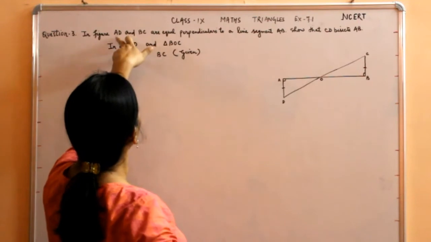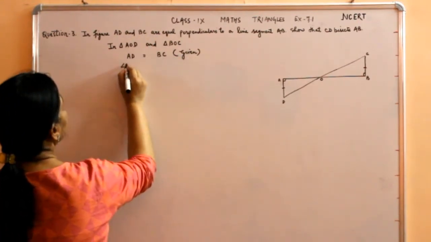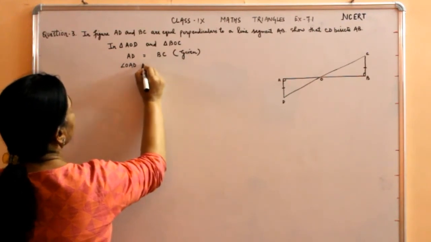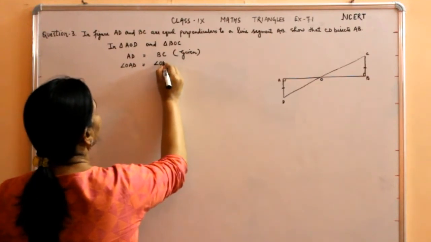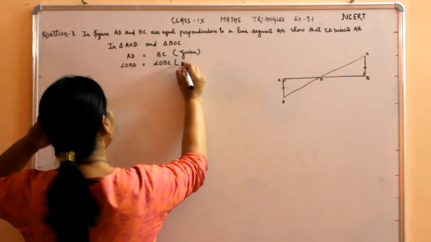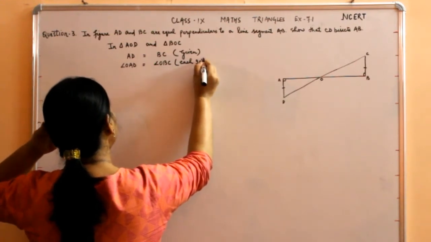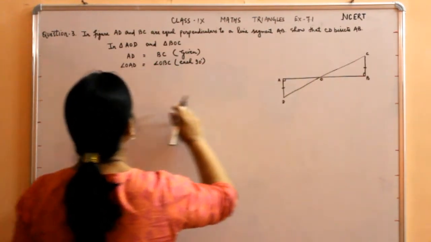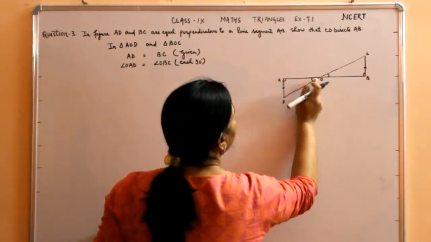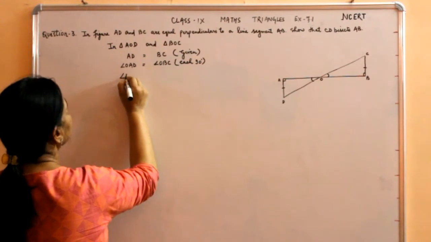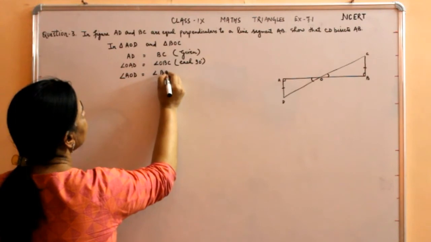It is given that AD and BC are equal. Angle OAD is equal to angle OBC. This is also given, each 90 degrees, because these two are perpendicular lines. And students, this angle is equal to this angle. Angle AOD is equal to angle BOC.